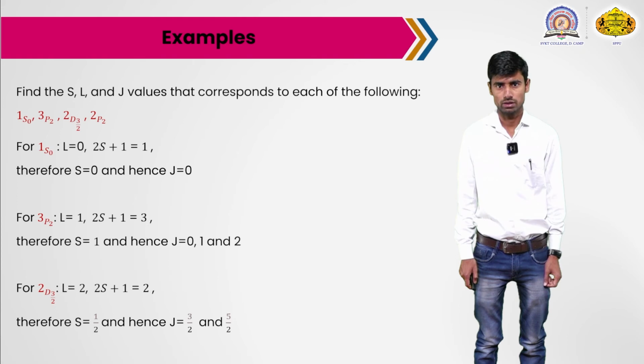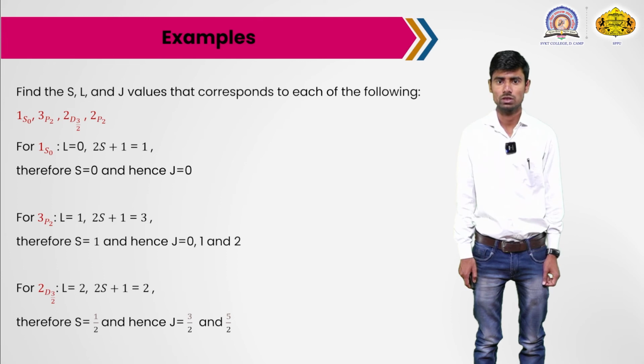Here you can observe that the value of L will be 0 because S state is there. For S state, the value of L is 0. And the value of S can be calculated from the multiplicity. Here the multiplicity is given as 1, a singlet term. So 2S plus 1 equals 1, which will give us S equals 0. We already know that. And hence J will be L plus S to L minus S. Here both L and S are 0, so J will be 0.